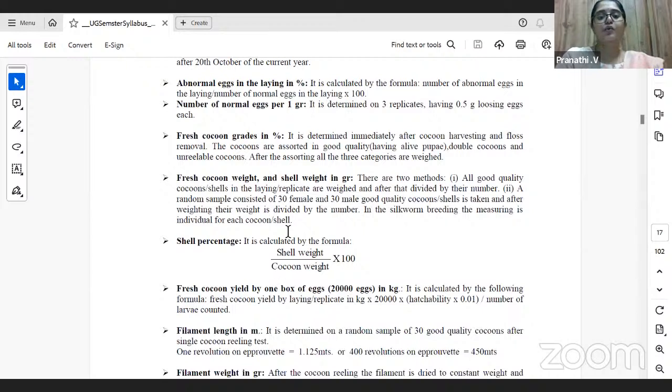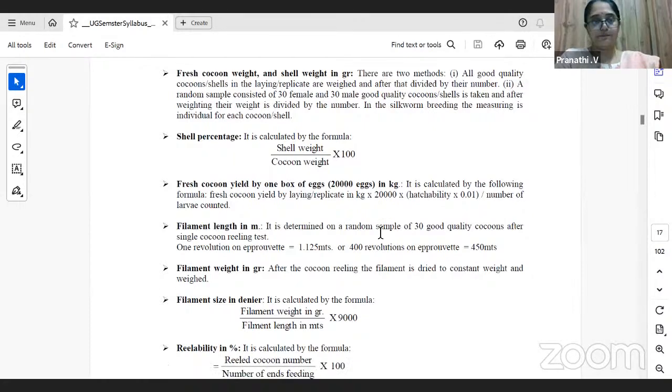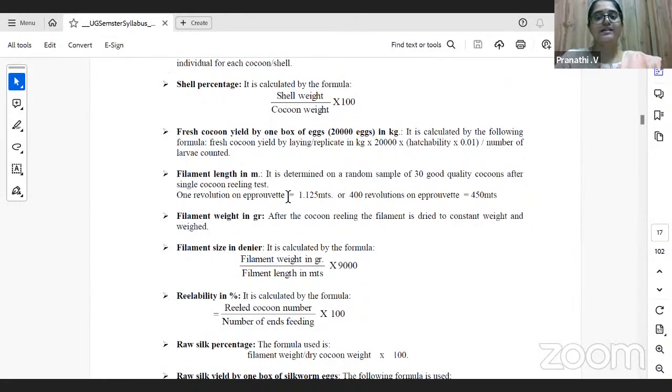And also you have the fresh cocoon weight and the shell weight, the shell percentage, and then how many cocoons are present in one box of eggs, that is around 20,000 eggs in a kilogram. And the filament length in meters, that is, in how many meters your silk filament is going to come. So one revolution on the epprouvette, which is the quantitative measure used to measure the silk thread, is around 1.125 meters, or around 400 revolutions on the epprouvette is around 450 meters of silk filament.